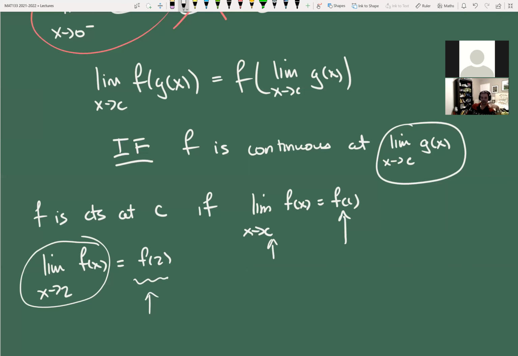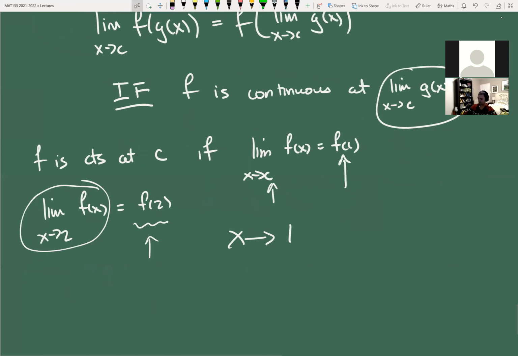It's just dirty. Yeah, as long as it's two-sided, it's fine. When it's one-sided, I want you to be a little bit more careful about it, right? Think about x approaching 1. What might that look like if I'm approaching from the right? 1.1, 1.01, 1.001, 1.0001, something like this, right?